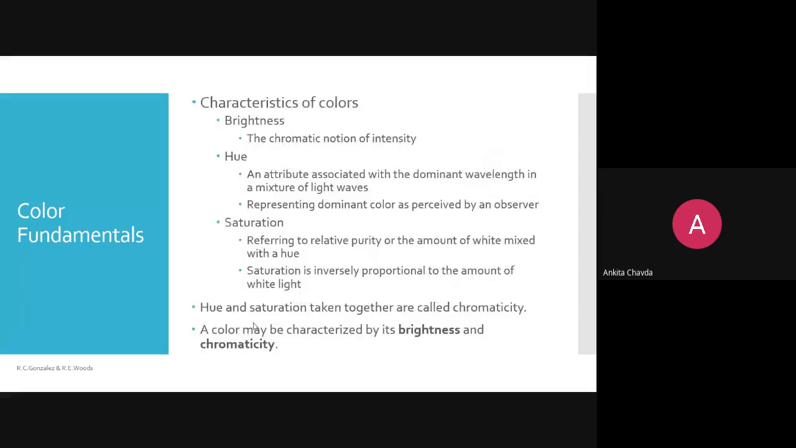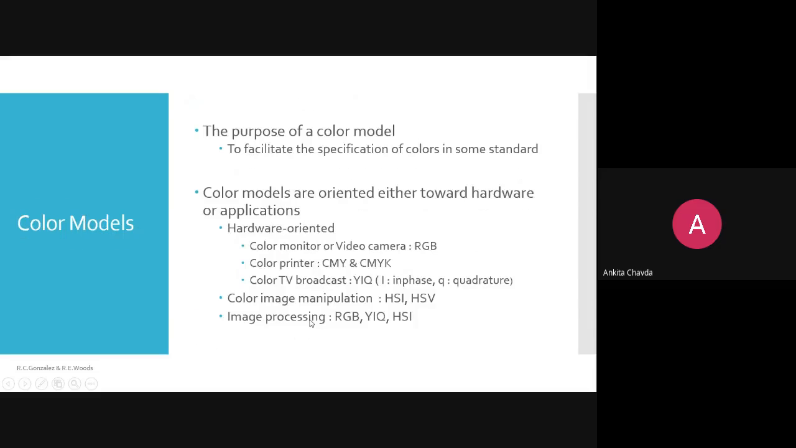So that's all for today, I think. We will see these characteristics of colors, that is hue and saturation and all. That would be in the next lecture.